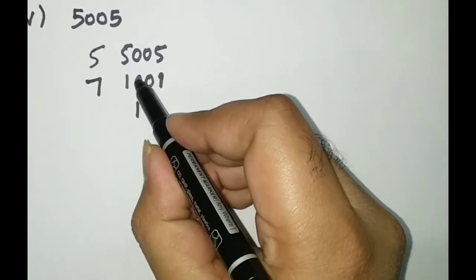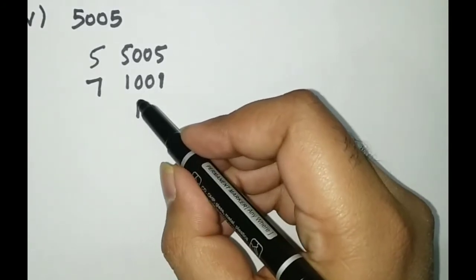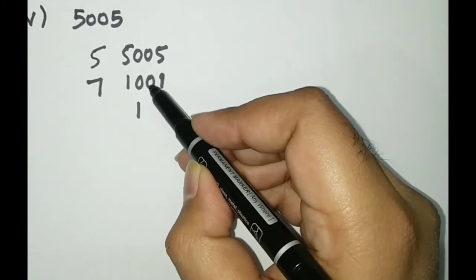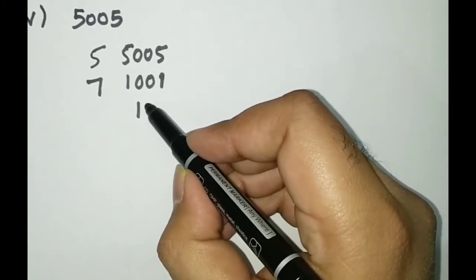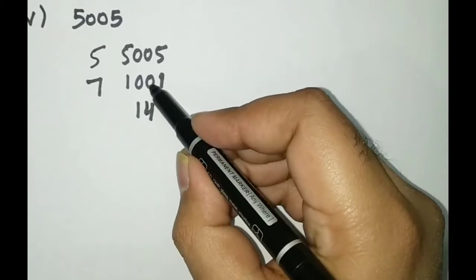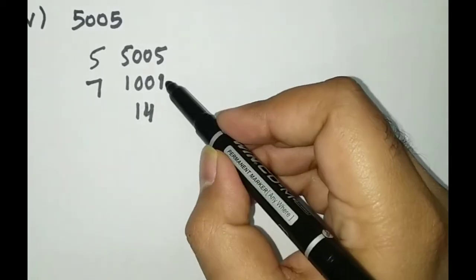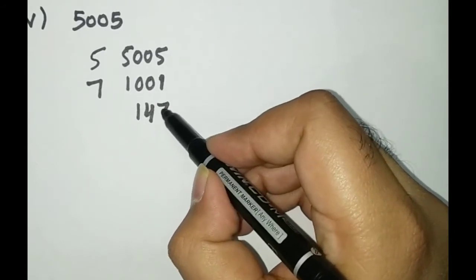7 1s are 7. Remaining is 3, which will be carried over here. That will become 30. 7 4s are 28. Remaining will be 2, which will be carried over here. That will become 21. 7 3s are 21.